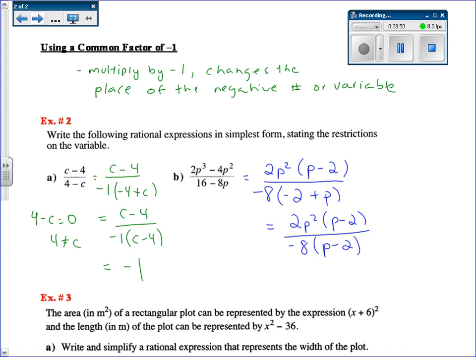Okay, and my non-permissible value here, p minus 2 cannot equal 0, so p cannot equal 2. And if I look then at what I can cancel, I can get rid of my p minus 2's, so then I'm left with 2p squared over negative 8, and I can cancel out 2's, so I have p squared over negative 4, and that one is simplified.